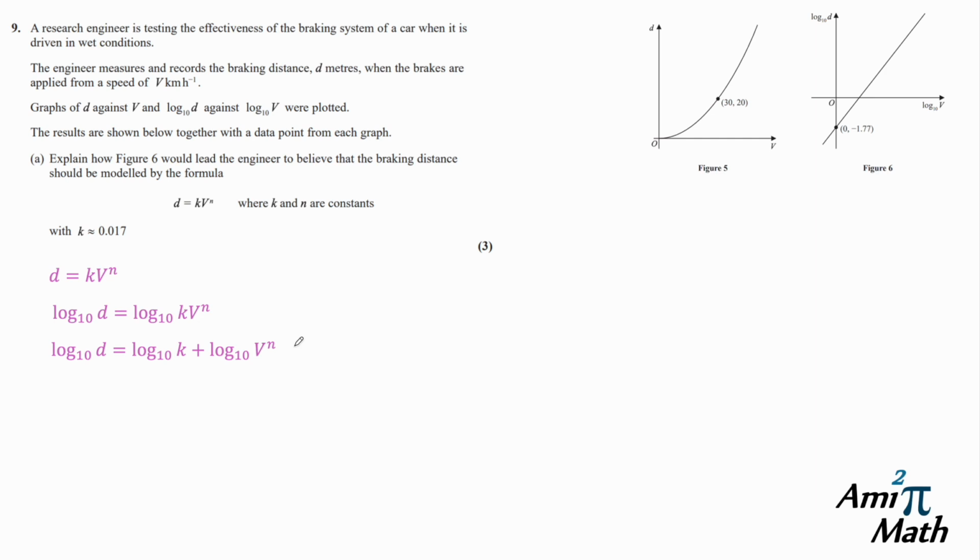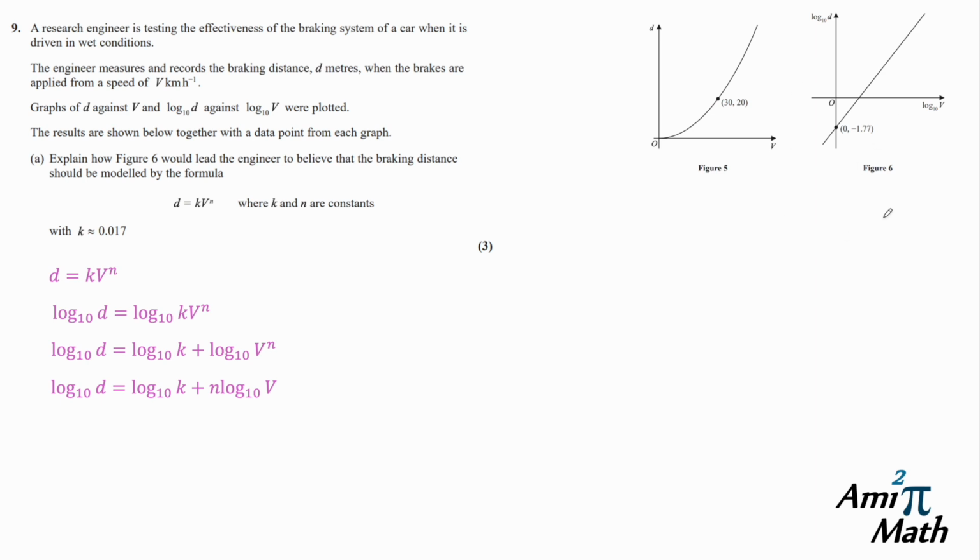We know this using our laws of logarithms. When two numbers are multiplied in a logarithm, they can just be taken out and added, and vice versa. And you get log 10 k plus log 10 v to the power of n. And we also know from our laws of logarithms that if you've got a number to the power of something in a log, the power can be taken to the front of the log, like so. So you get n log 10 v.